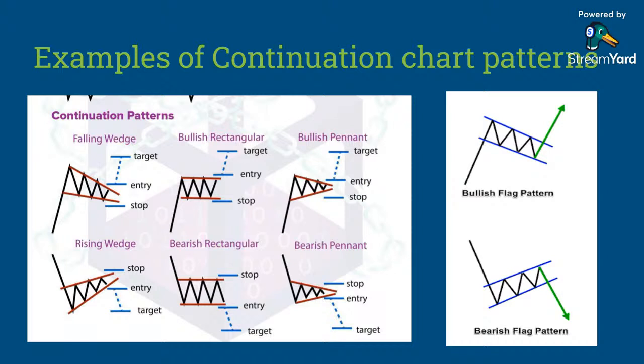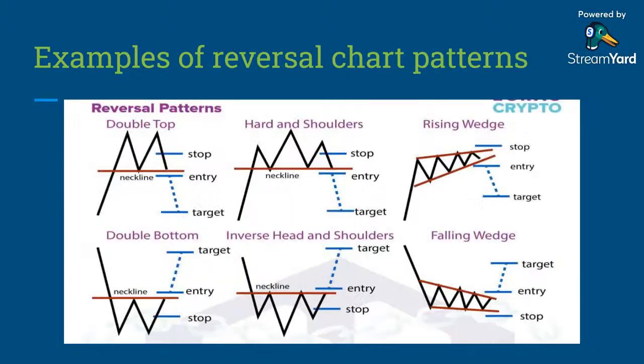Now, like I said, it's the same thing. This flag and this rectangle are all the same thing. It's just that one of them is tilting and one of them is not tilting. But if you like, you can still differentiate them. You can call one a flag, you can call one a rectangle. I mean, I call all of them the same thing. So that's it about the continuation chart patterns. Let's look at the reversal.